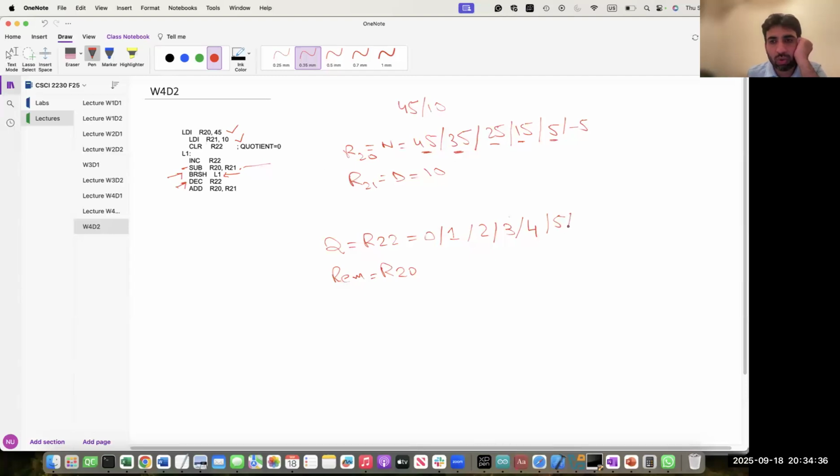When we decrement R22, we have 4. And then we are saying add R21 into R20, so we are basically adding 10 back to it, so we get 5. So now we have our quotient equal to 4 and our remainder is in R20, which is 5.